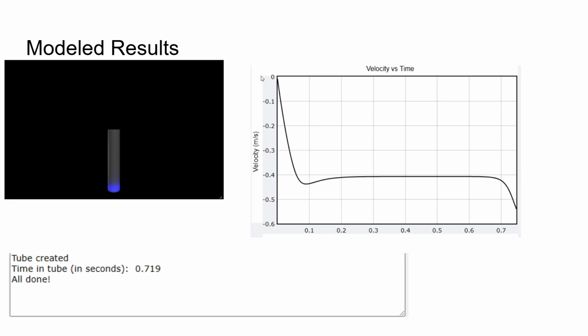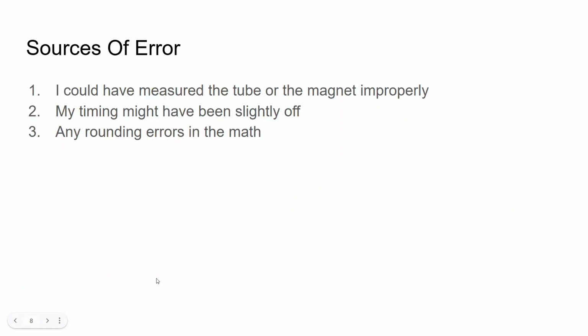Here's the model results. This is the image of the magnet post having fallen. This is velocity. You can see it initially starts going very fast, but then Faraday's law kicks in, and you can see that it slows down almost entirely. The acceleration slows down almost entirely, and it only falls at a constant rate until it reaches the bottom. And it does this in a recorded 0.719 seconds.